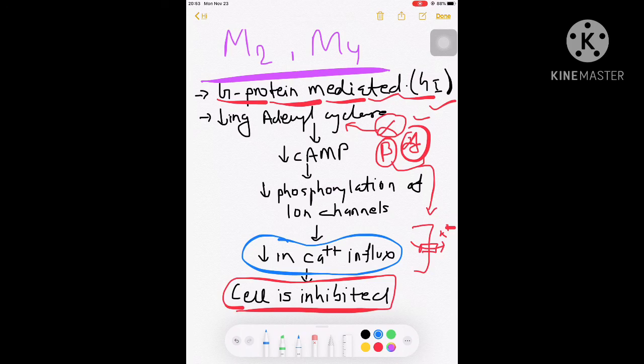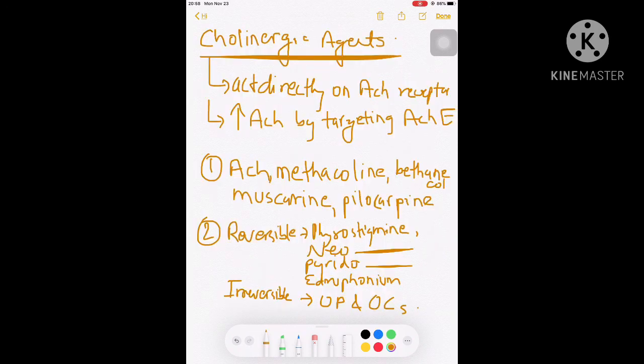Next, I think this is all about the mechanism of action of how acetylcholine works. Next, we'll discuss the drugs, the cholinergic agents. Basically there are two types of cholinergic agents. One, those that act directly on the acetylcholine receptor, that are cholinergic agonists. They act on both nicotinic and muscarinic receptors that are present on the post-junctional area.